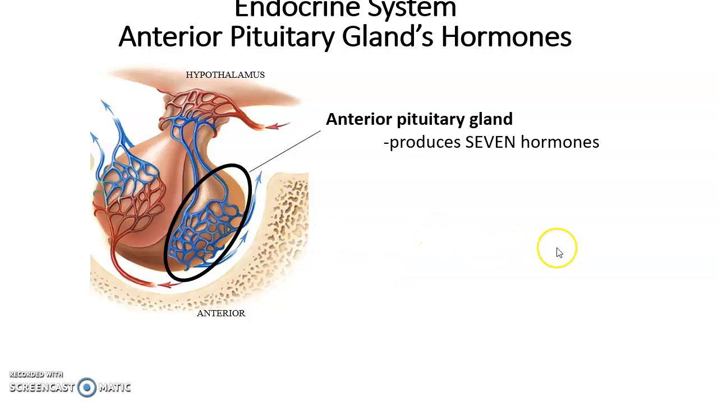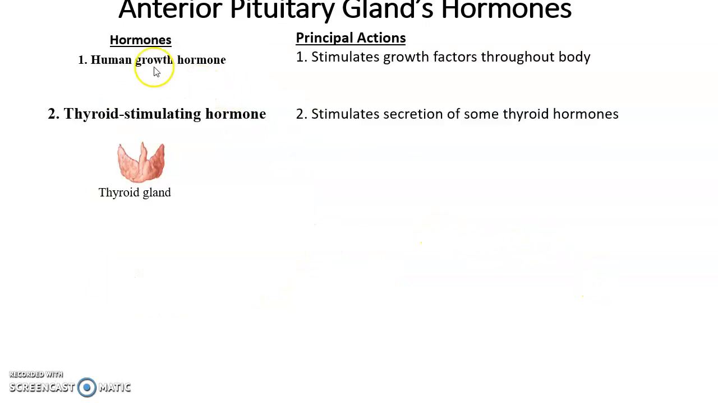The anterior pituitary gland produces 7 hormones. One hormone is growth hormone. Growth hormone is the hormone that controls the release of growth factors all throughout the body. This hormone is key for the growth and development of infants and children into their mature adult size. So it's the growth hormone that helps to control and regulate that process. Then we have the thyroid stimulating hormone. This hormone, by surprise, stimulates the thyroid gland in our throat to release some of the thyroid hormones.